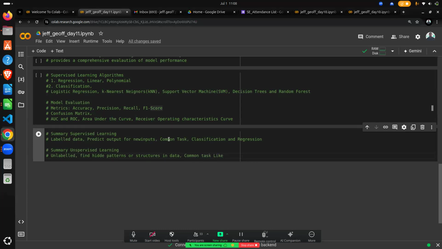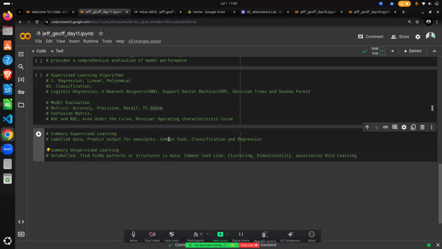Now, they are mainly used for common tasks. Like what are the tasks? The tasks are mainly clustering, and then we also have what we call dimensionality reduction. And then you have what we call association rule learning.